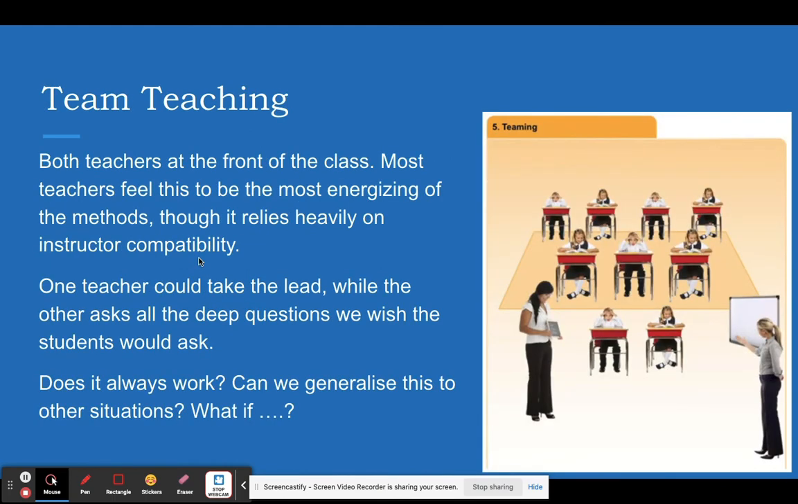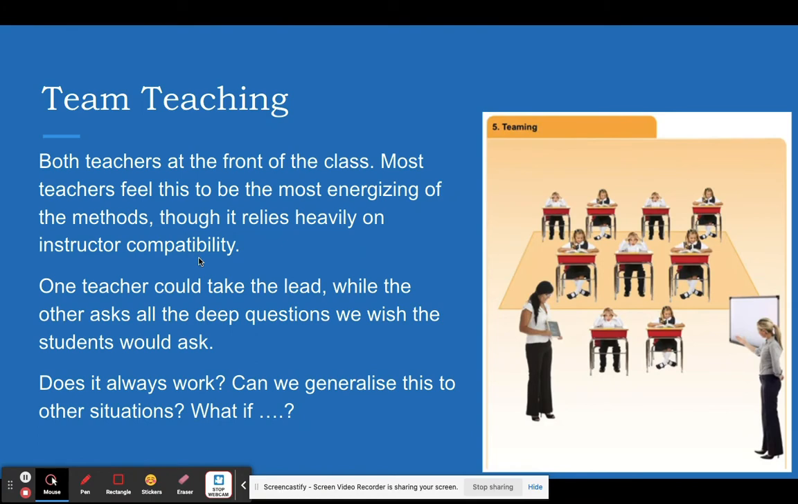Team teaching, this is two people at the front. Both teachers are at the front. Most teachers feel this is the most energizing way. It could be that one teacher takes the lead while the other asks all those deep questions we wish students would ask, you know.